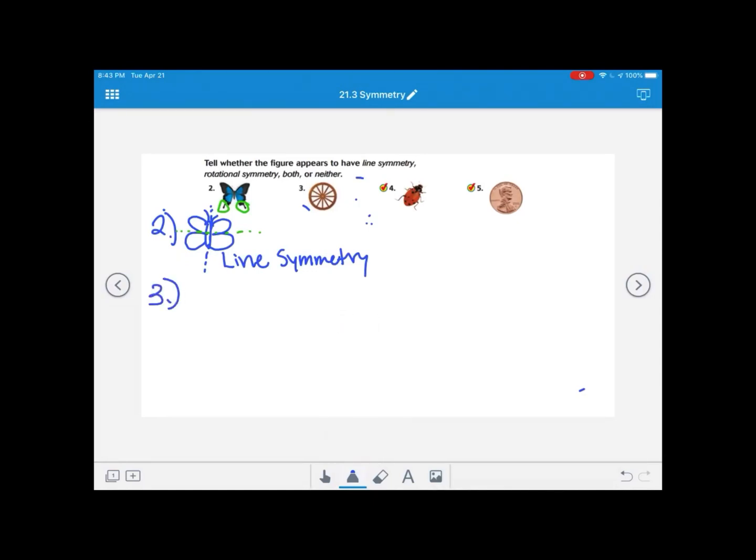Let's take a look at number 3. Number 3 is a wagon wheel. I'm going to do my best to just sketch this out the best I can. All right. So looking at this wagon wheel, I can tell, yes, definitely it has a line of symmetry. If I were to split it just right down that center spoke, I'm going to have the same on both sides. So it does have line symmetry.